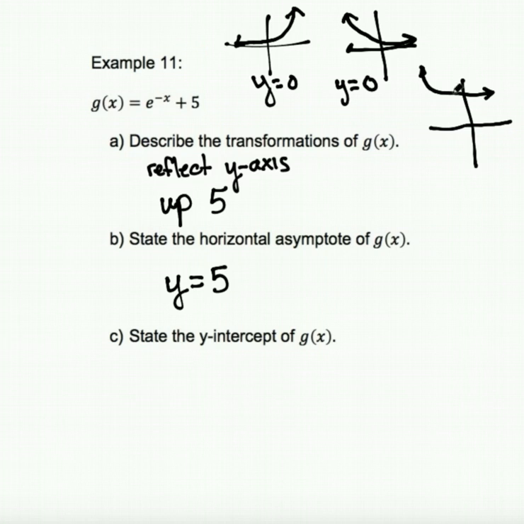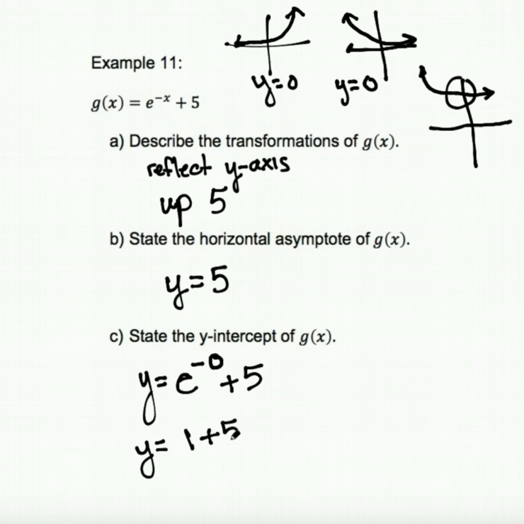Now we know that the y-intercept has changed as well. It's gone up. So algebraically, let's figure that out. So y equals e to the negative, I'm going to plug 0 in for x, plus 5. Well, negative 0 is just 0. So this gives me e to the 0 is 1. 1 plus 5 is 6. So my new y-intercept is 6. So I have 0, comma, 6.